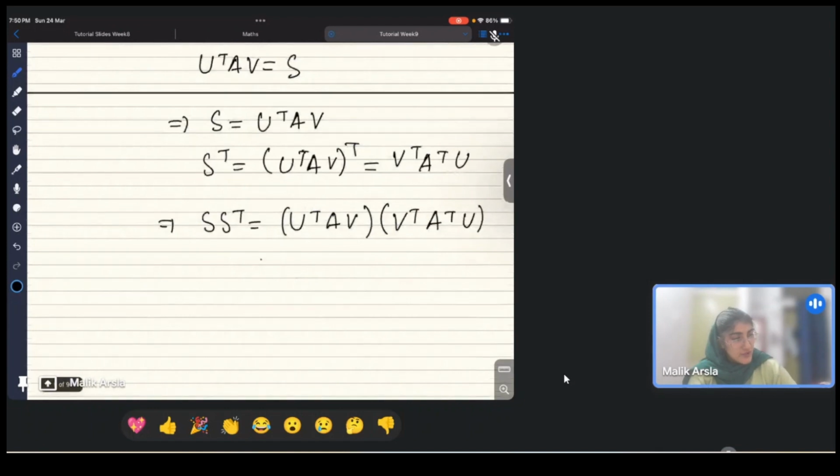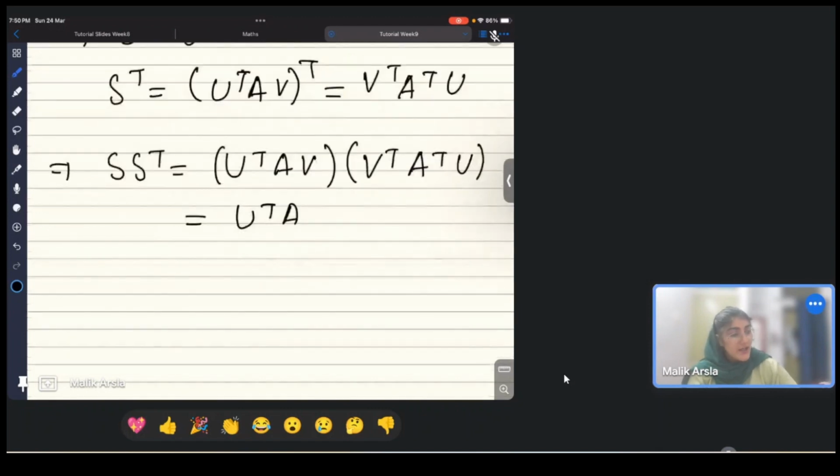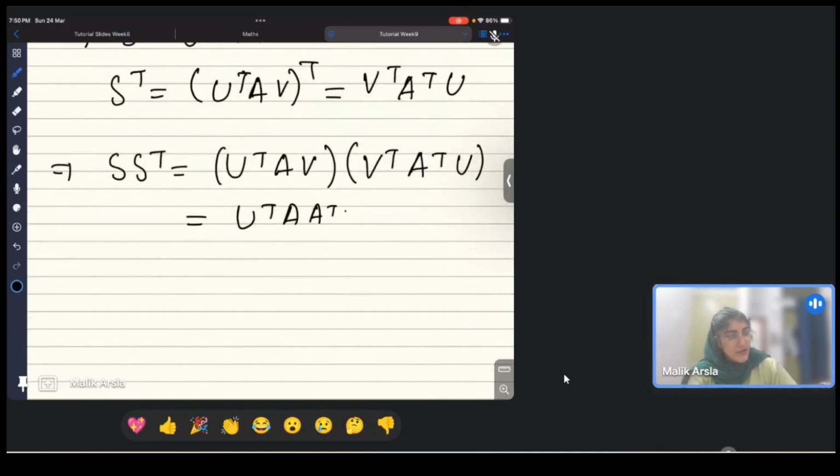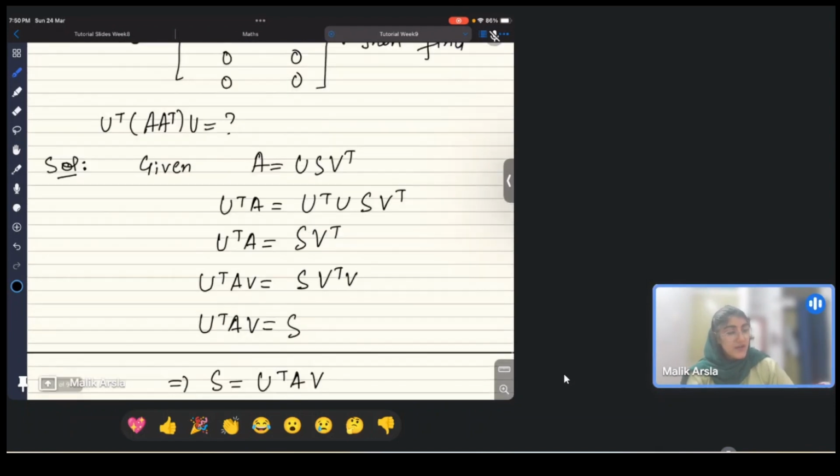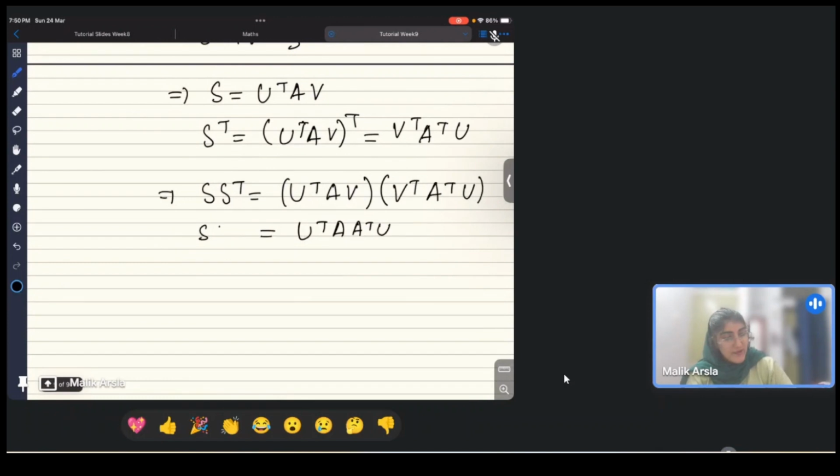Correct. So it will be U transpose A into V into V transpose, which will be the identity matrix, so we don't need to write it. And here it will be A transpose and U. So is this the expression we are asked in the question? Yes, this is coming out to be S into S transpose.